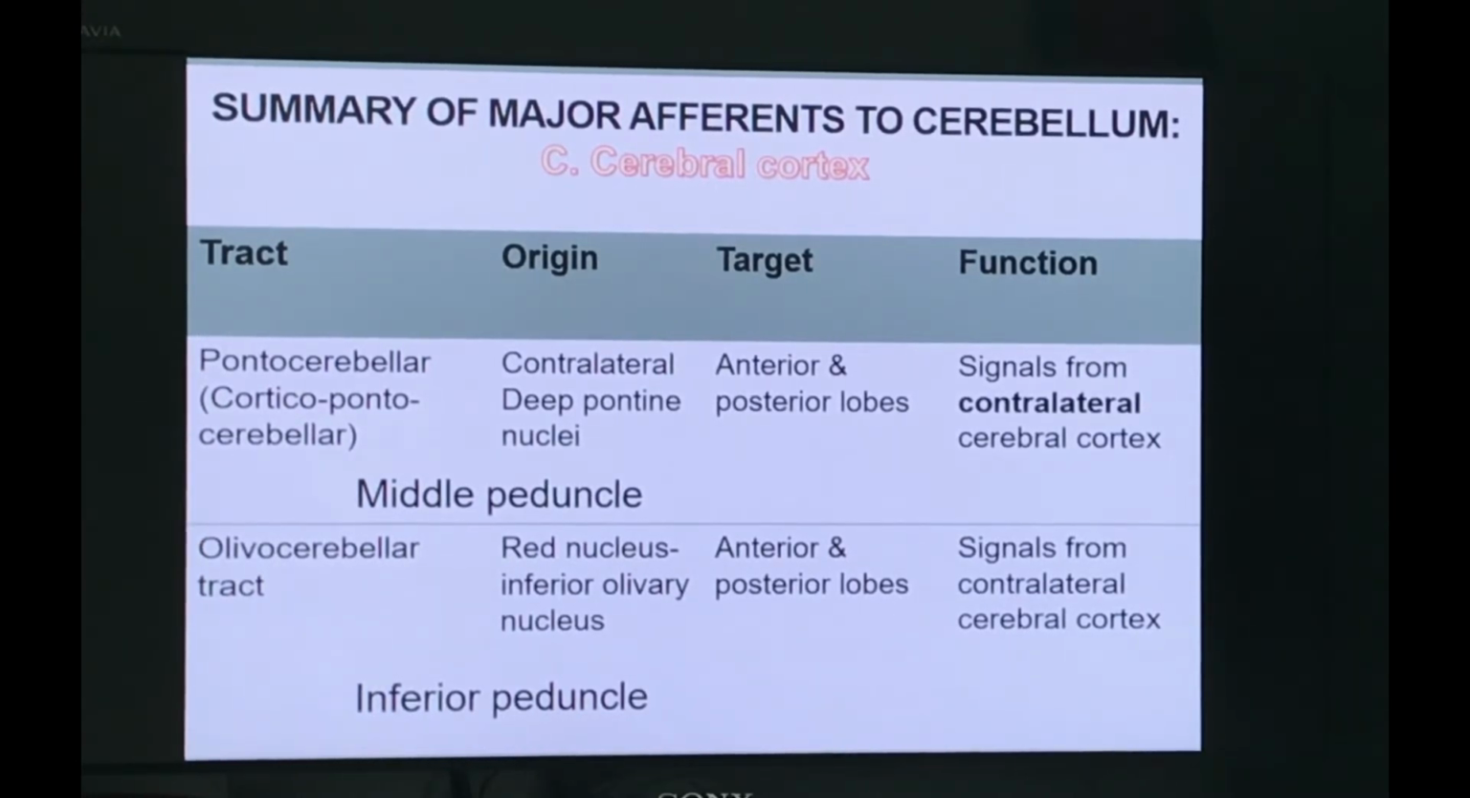Olivocerebellar tract, so again it is from the inferior olivary nucleus, but the inferior olivary nucleus receives information from the red nucleus. You can ask, the red nucleus is mainly in the midbrain, but the red nucleus also receives information from the higher centers, mainly from the cerebral cortex. From there it goes to the inferior olivary nucleus, and then the signal is passed to the cerebellum. Mainly the signals are coming from the contralateral cerebral cortex, but these fibers pass through the inferior peduncle. So these are the major afferents which are going to the cerebellum.